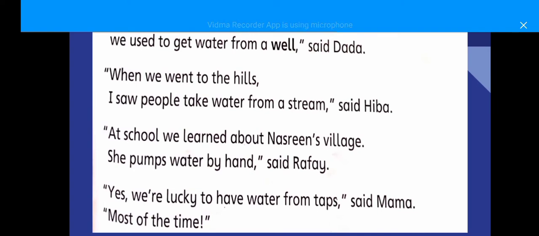So here we have done the reading of textbook page number 65, and we have learned how different people are getting the water, and we have also learned about the water shortage. So our first learning objective is completed, that we have learned what the water shortage is. Now please move on to the next page, textbook page number 66.